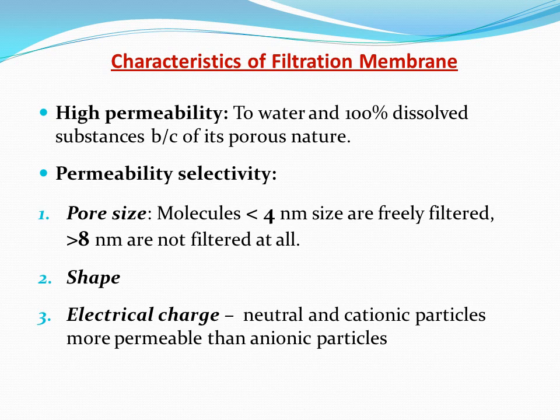Third most important is the electrical charge on that particular substance. Neutral and cationic particles are more permeable than anionic particles, because anionic particles are negatively charged, and as we have discussed, the membrane, especially the endothelial cell layer and the basement membrane, is negatively charged. So most anionic particles will be repelled, and if the size of the anionic particle is more than 4 nanometer, it will not be filtered. Comparing, the most permeable are the cationic particles, then the neutral particles, then the anionic particles.